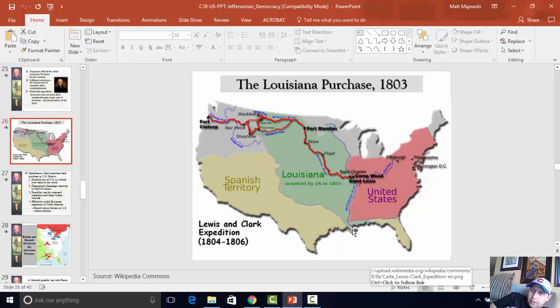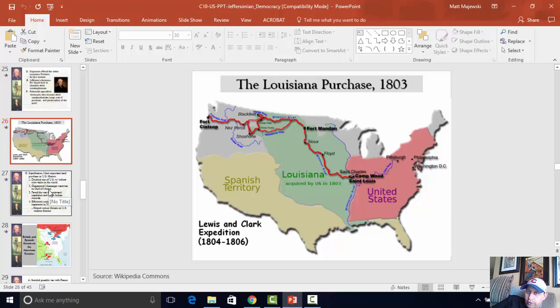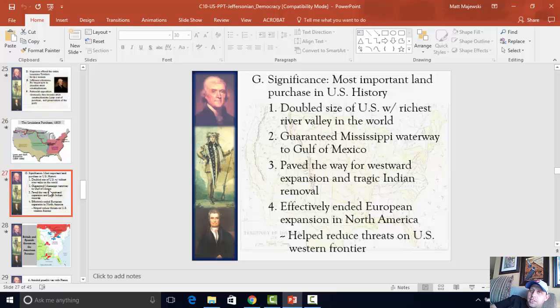Originally, Jefferson wanted New Orleans and this strip right here for $10 million. We end up getting those two things plus all of this for $15 million. What an incredible deal. Arguably our most important expansion or land acquisition in our history. Not arguably, it was. All right. Significant, like I just said, it's the most important land purchase.